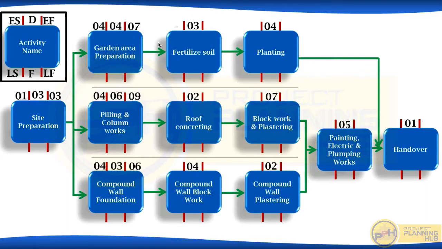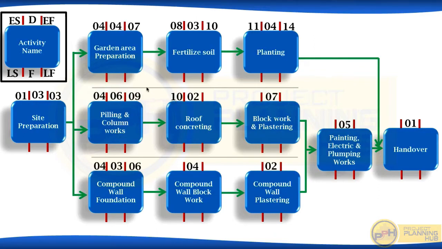Okay, next fertilize soil. When will it start? 8th. Why? Garden area preparation finishes on 7. So next day it will start. So 8. Now, when will fertilize soil finish? 10th. Why? Duration 3 days. So 8, 9, 10. So 10th it will finish. Fertilized soil finishes on 10th. So planting will start on 11th. Now duration for planting is 4 days. So 11 plus 4 minus 1, 14th it will finish.